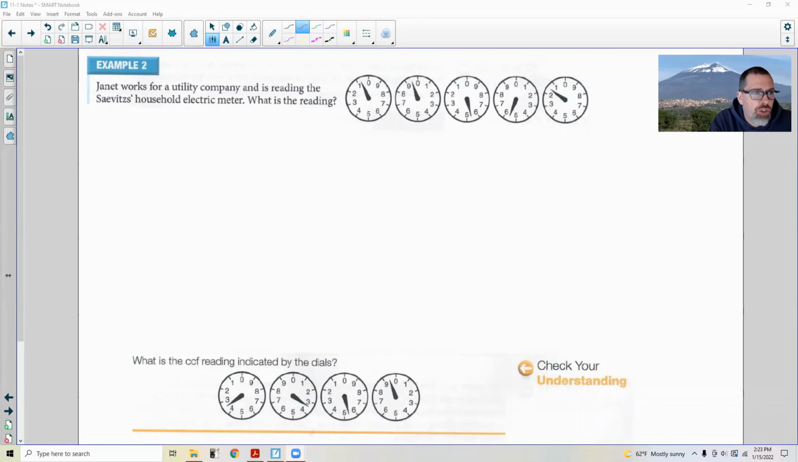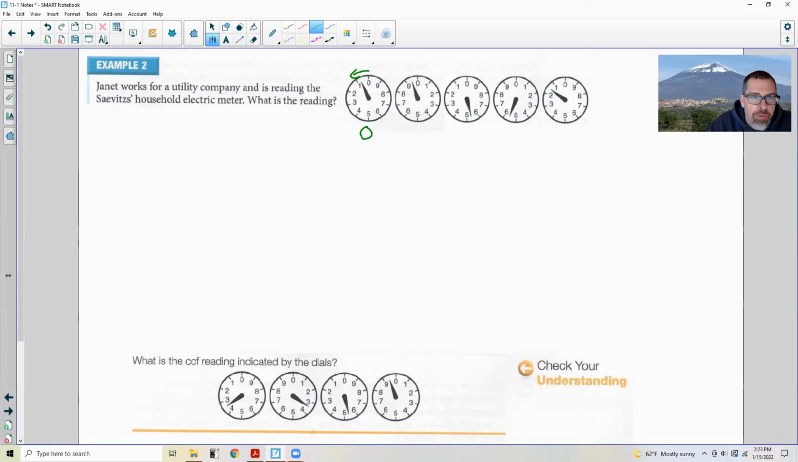Okay, example 2 says Janet works for a utility company and is reading the Savitz's household electric meter, and it's asking, what is the meter reading? All right, so this dial here, the first one, is going counterclockwise in this direction. 0 to 1 is this way. It is less than 1, so that would count as still 0.